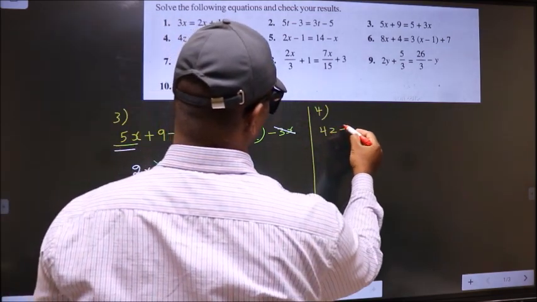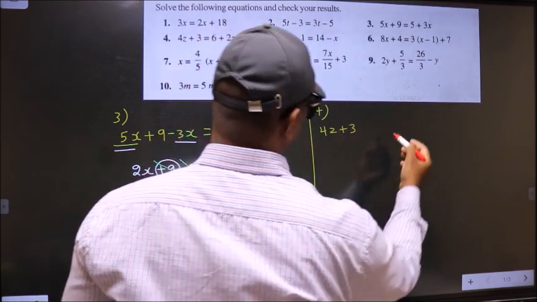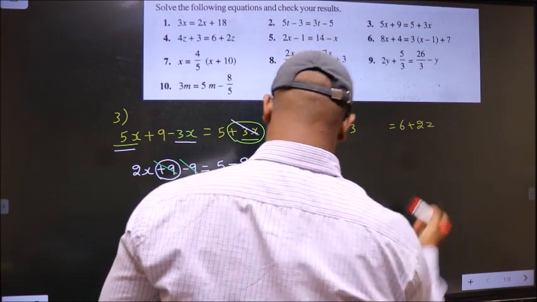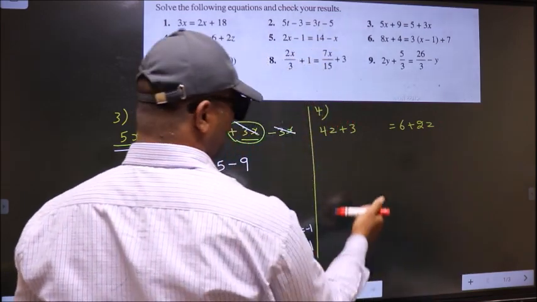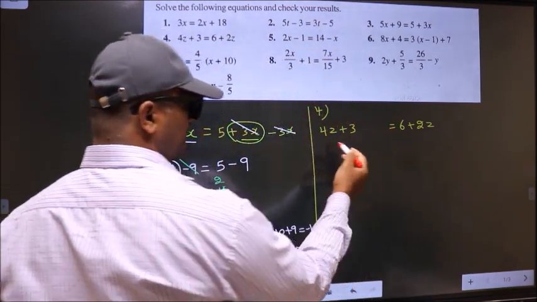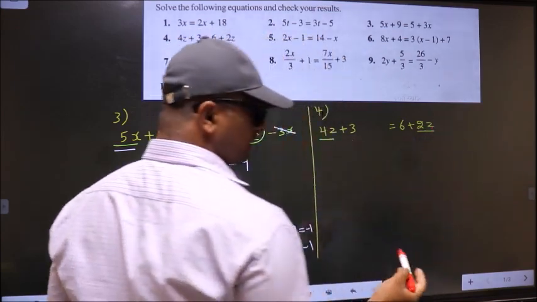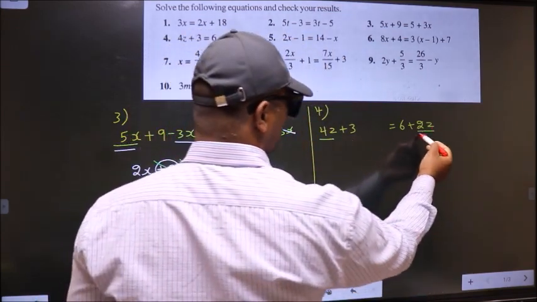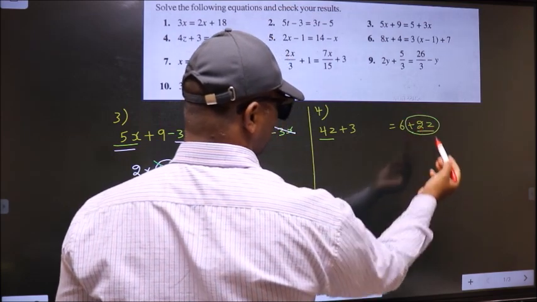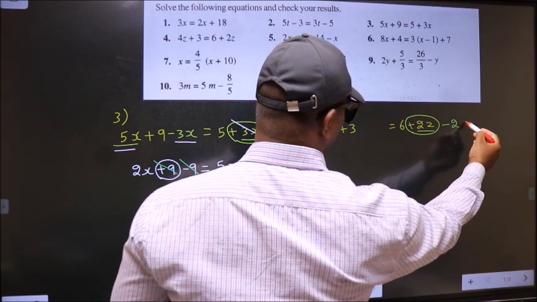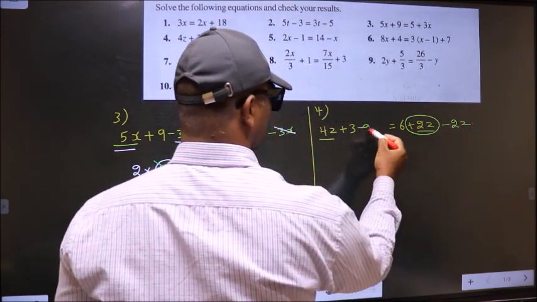4z plus 3 equal to 6 plus 2z. Now, in this, we have got z present here and also here. So now we should remove plus 2z from here. So to remove plus 2z, you subtract 2z on both sides.